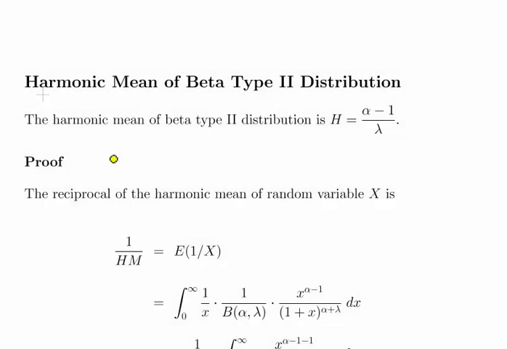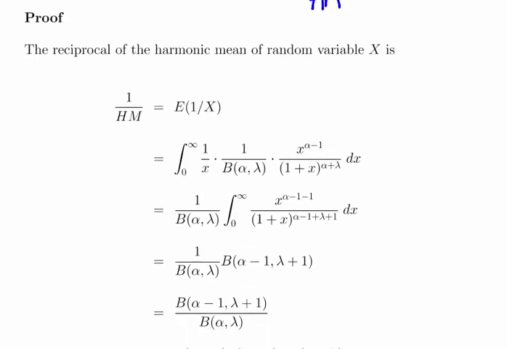Now, this is the key part of this question. What we're asked to do here is calculate the harmonic mean of the beta type 2 distribution. And what we have to show is that it is equal to alpha minus 1 divided by lambda. So HM is alpha minus 1 over lambda. This is the key formula here.